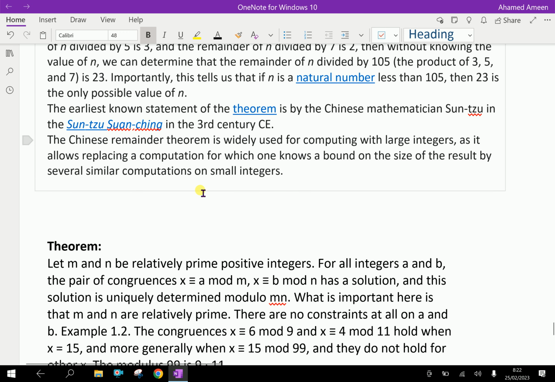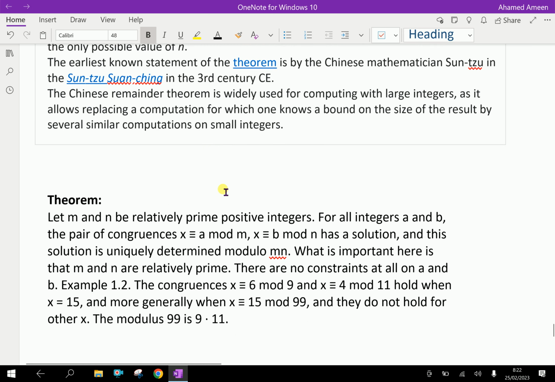The earliest known statement of the theorem is by the Chinese mathematician Sun Tzu in the Sun Tzu Suan Ching, in China, in the 3rd century. The Chinese remainder theorem is widely used for computing with large integers, as it allows replacing a computation for which one knows a bound on the size of the result by several similar computations on small integers.